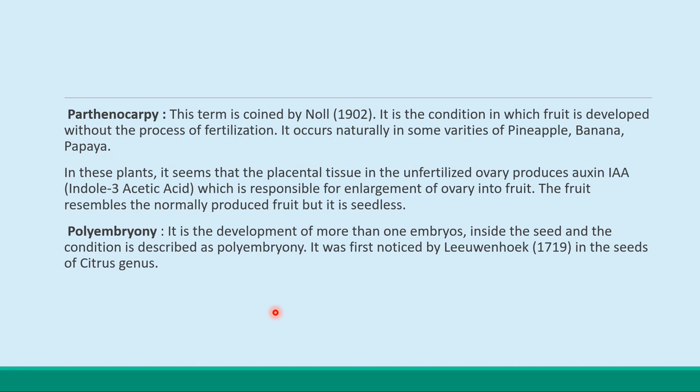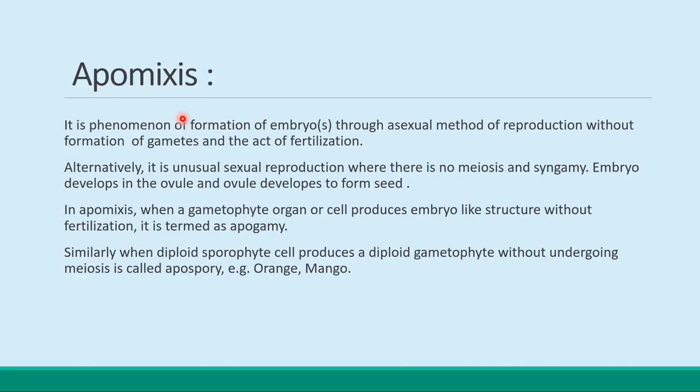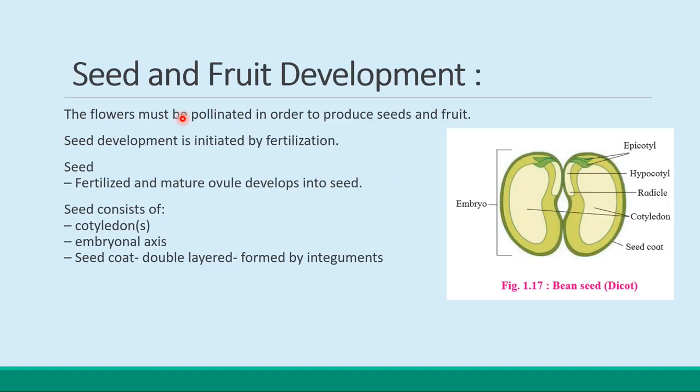Each unit then develops into an embryo, and polyembryony increases the chances of survival of the new plants. Nuclear adventive polyembryony is of great significance in horticulture. Okay, so this is about polyembryony, parthenocarpy, apomixis, the types of apomixis, and seed development and fruit development.